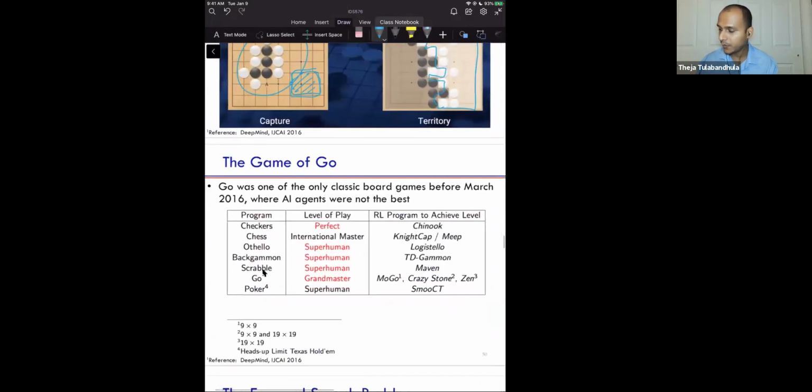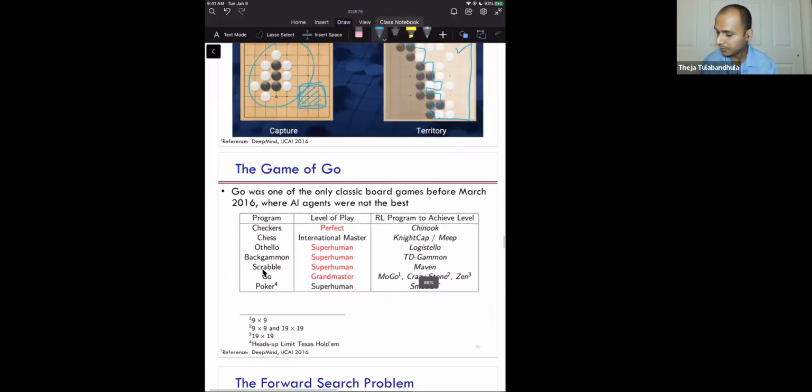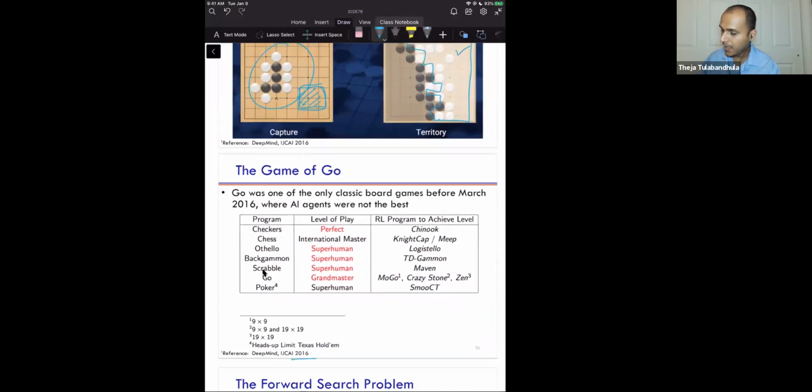So here's a quick snapshot of what the state of the art was back in 2016. Back in 2016, Go was one of the only classic board games where AI agents were not beating humans. When we say classic board games, think of checkers, chess, Othello, Scrabble, and so on. In the collection of classic board games, Go was really still unsolved at that point of time.